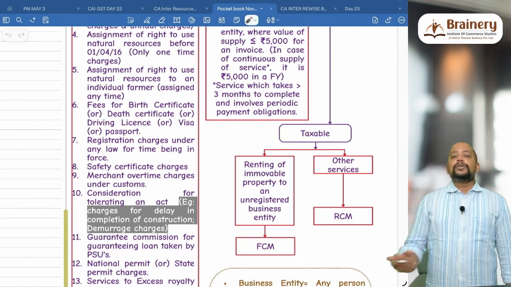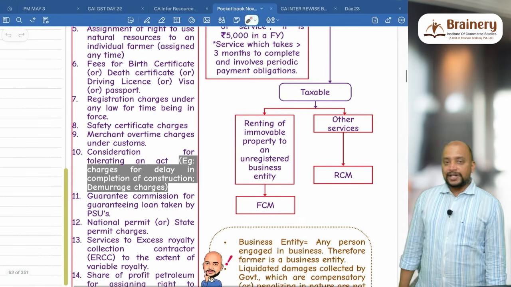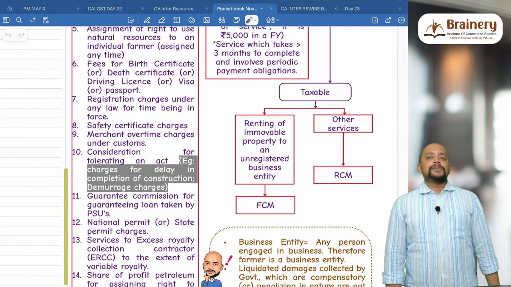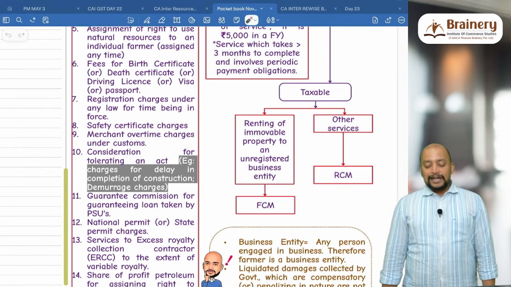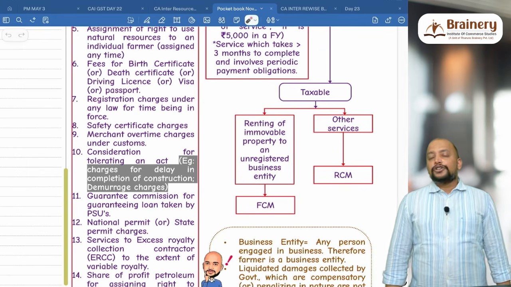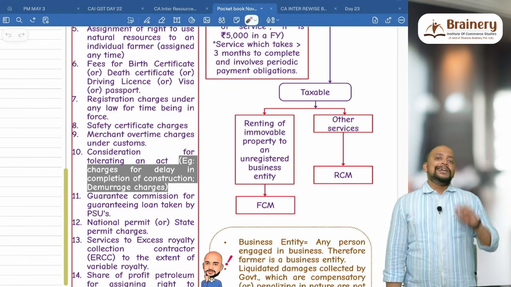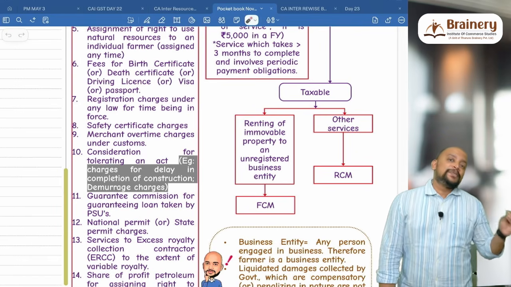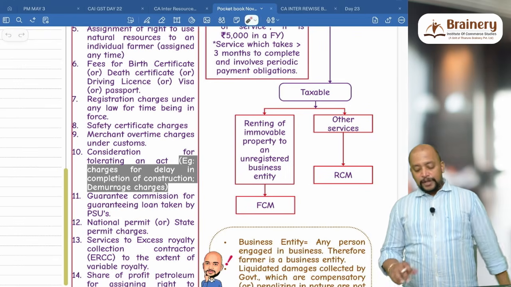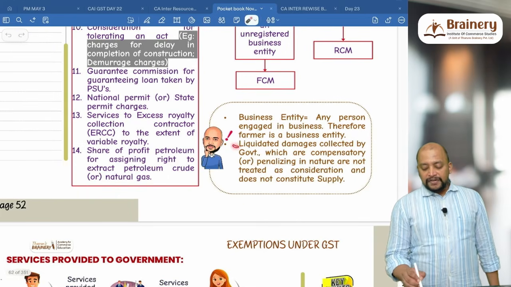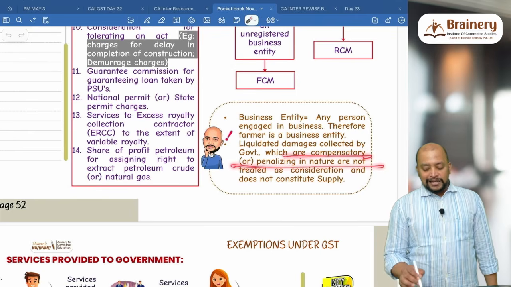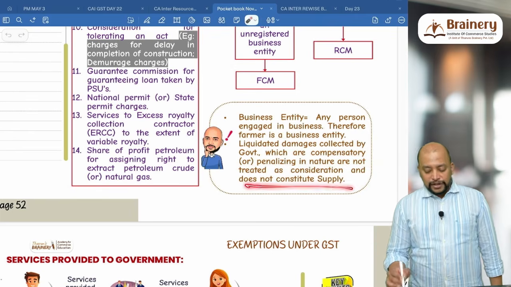Registration charges, including property registration charges, vehicle registration charges, exempted. Then safety certificate charges and merchant overtime charges under customs. And next, consideration for tolerating an act. So government is collecting some money for tolerating your act, but very, very important is that it should not be liquidated damages which are compensatory in nature or penalizing in nature. So if it is compensatory or penalizing in nature, it will not be treated as consideration. So that's what I have given: liquidated damages collected by the government which are compensatory or penalizing in nature are not treated as consideration and do not constitute supply.